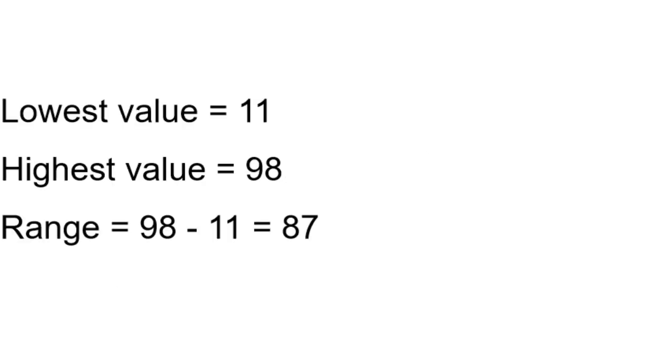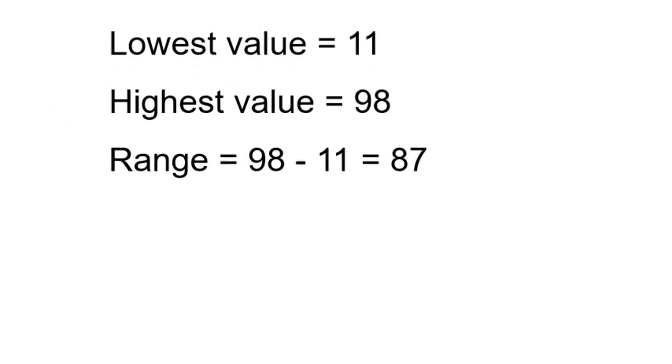And so what you do with that is you find your lowest value and your highest value. And then you find the range of the data set. So the range in our case is 98 minus 11, or 87. So we're going to use 87 to find our lower limits.